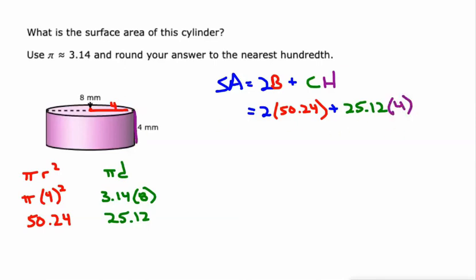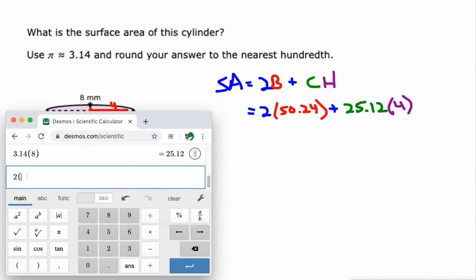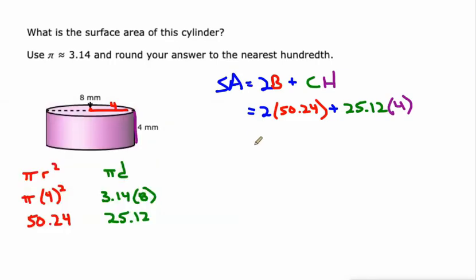All right, calculator time. 2 times the area of the base, 50.24, plus the circumference of the base, 25.12, times the height of the cylinder, 200.96, and the measurement is square millimeters.